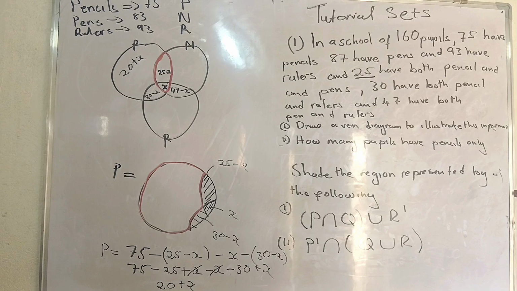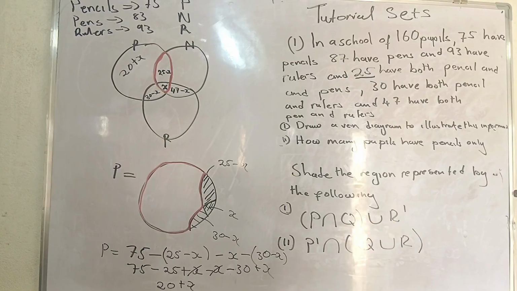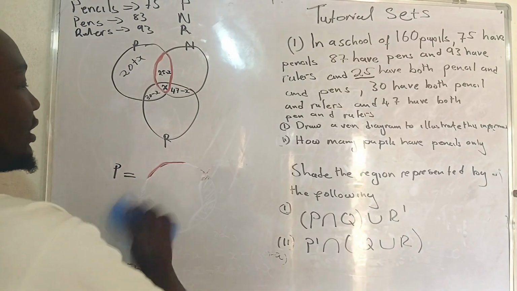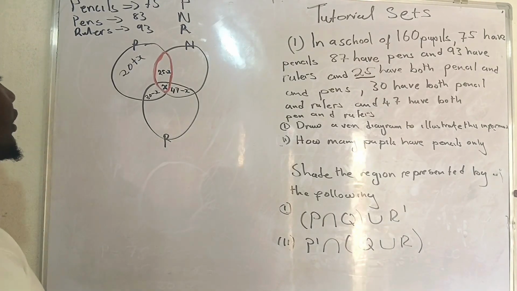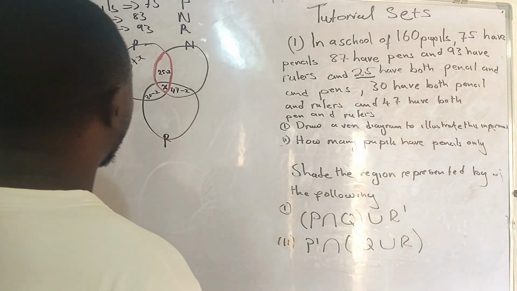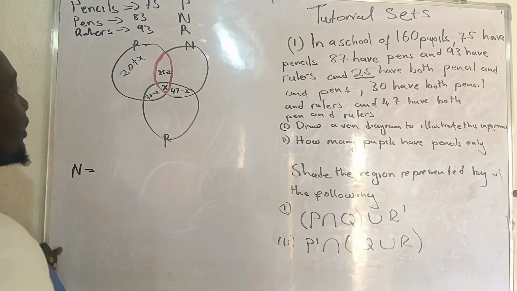I want you to look at the board very carefully and look at what we have done. So let's solve for the next region. We're going to use the same format. Let's solve for the region N, which represents pen.